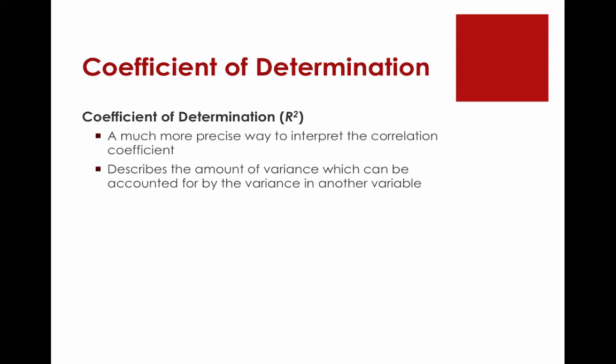One way that we can describe and interpret a correlation coefficient in a much more precise way is by calculating and interpreting the coefficient of determination, which is also denoted as big R squared. And the coefficient of determination describes the amount of variance which can be accounted for by the variance in another variable. Huh? Well, thinking about drinking alcohol and tobacco, we are going to see some variability, some differences in a sample that we have.